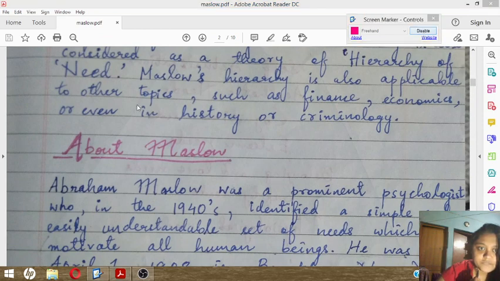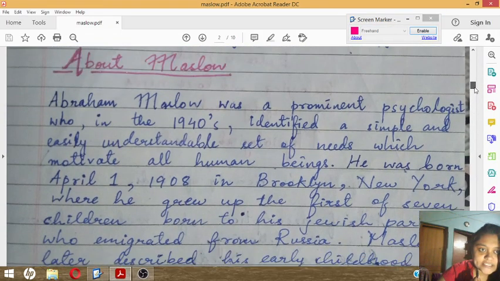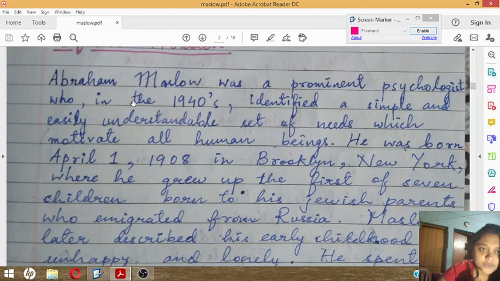Maslow's hierarchy is also applicable to other topics such as finance, economics, or even history or criminology. Now we will read about Maslow. Who is this person? Abraham Maslow was a prominent psychologist who in the 1940s identified a simple and easily understandable set of needs which motivate all human beings.